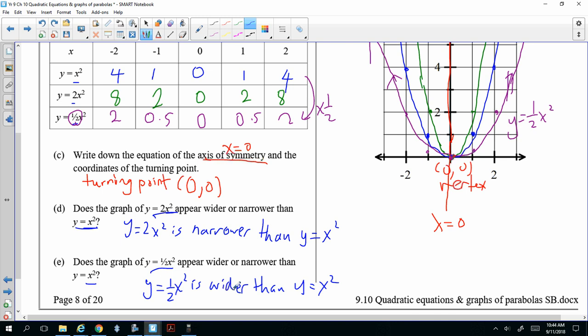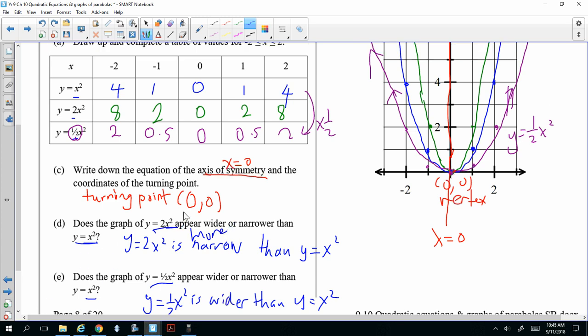Yeah, you're actually right. More narrow. Not "more narrower", more narrow. Yes, another word for vertex is turning point. Thanks for the correction. Okay, let's move on to the next page.